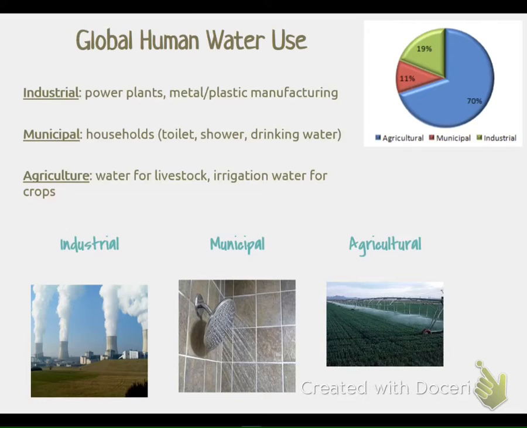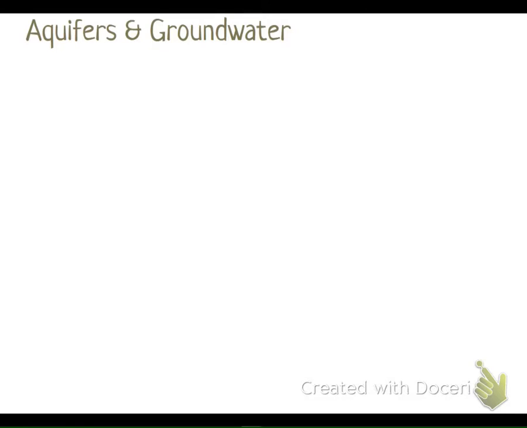And if you look at the pie chart up in the upper right-hand corner, you can see that 70% of it is in agriculture. 11% is used by us, and the vast majority of that is with toilets. The remaining 19% is used by industry.